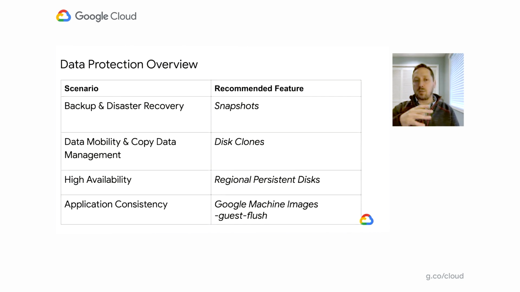And again, looking at it from the scenario perspective, just to recap, for backup and DR, we recommend using snapshots. For efficiently moving data within a zone to bring up new workloads, we recommend disk clones. And then for high availability, regional persistent disks. And then we have these two options depending on the nature of the application consistency that you need.